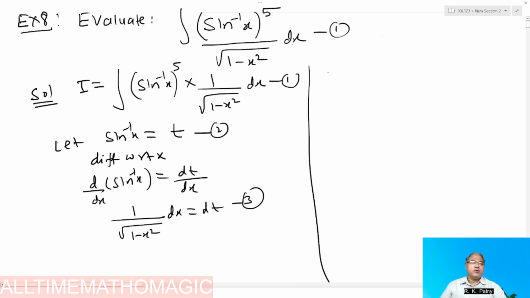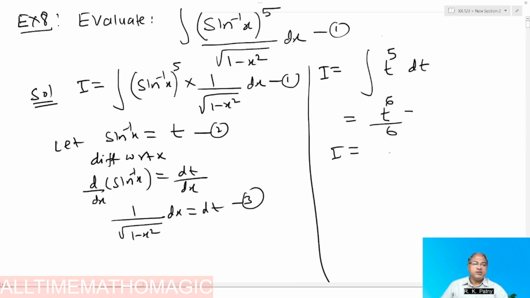Putting 2 and 3 in 1, we get I equals sin inverse x, which is t, so it is t raised to 5, and 1 upon under root of 1 minus x square dx, that is equal to dt from equation 3. Now integration of t raised to 5 is nothing but t raised to 6 upon 6. But what is the t value? The t value is nothing but sin inverse x, so it is sin inverse x whole raised to 6 upon 6 plus c. This is the required solution.